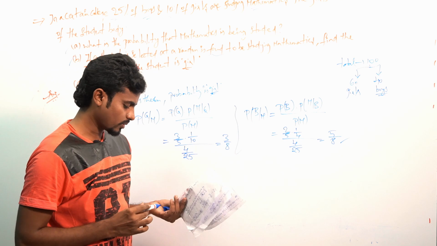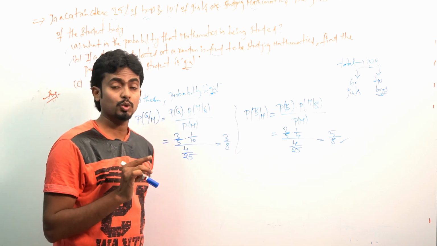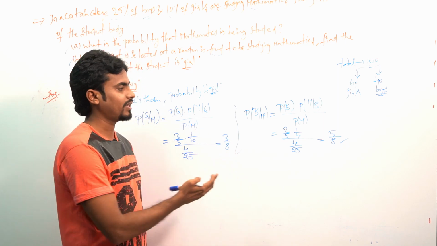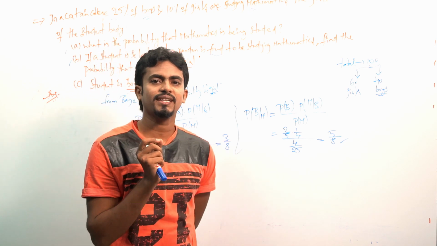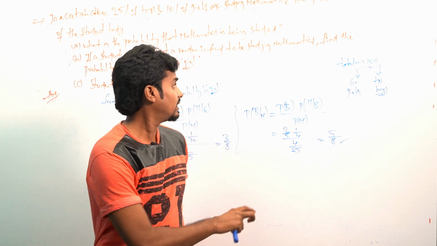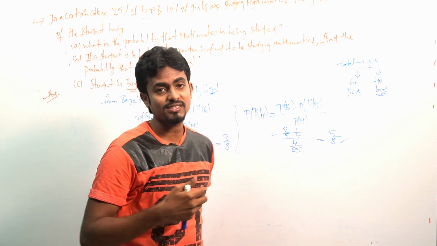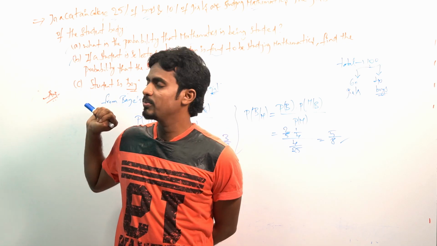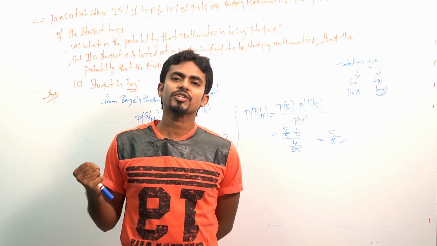You can clearly observe here that the probability P of E lies between 0 and 1. 3 by 8 is between 0 and 1, and 5 by 8 also is between 0 and 1. Hence our condition has been proved from the Bayes theorem. This type of question will be asked whenever you have to consider the Bayes theorem. Now you will get to know how this Bayes theorem can be used. Let's try to solve one more question.